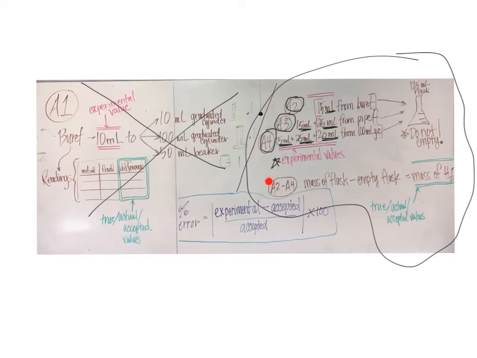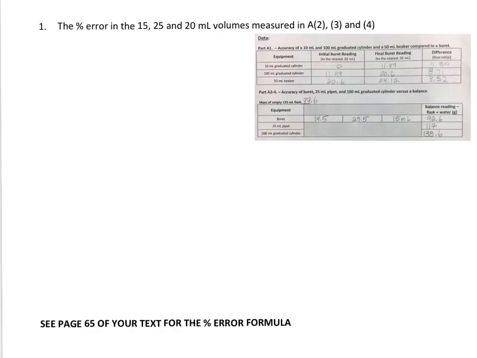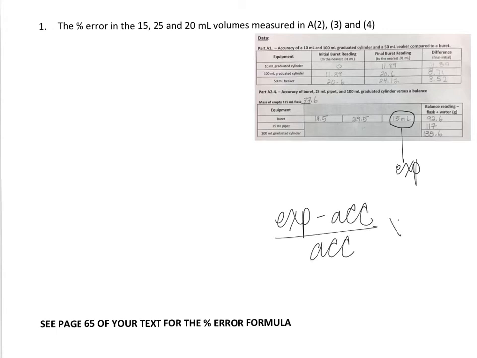Now, in A2 through 4, the accepted or true values will be the mass of the flask with water minus the empty flask, because that will give you the mass of water. So let's do an example. So going back to our data table, first I'm going to start with the burette. I'll do that one. So for the burette, the difference is 15 milliliters, okay? And so we said that that is our experimental. And remember the formula for percent error is experimental minus accepted divided by accepted times 100. It's an absolute value, so it's always positive, and this is percent error.